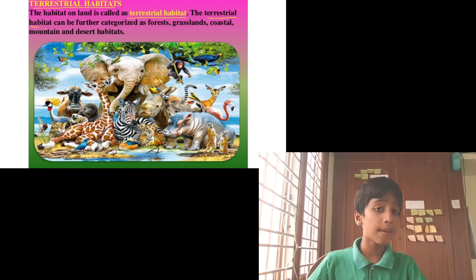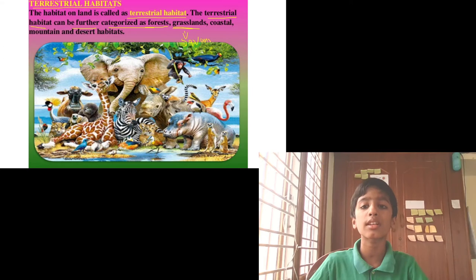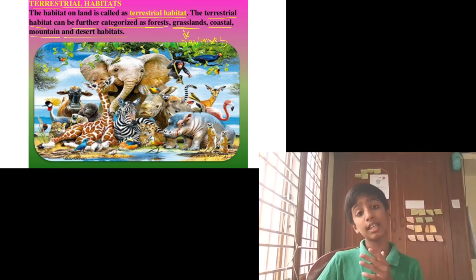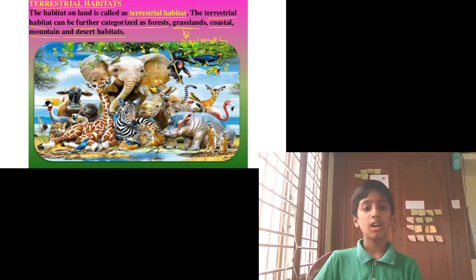So the terrestrial habitat can be further categorized as forest, grassland, also savannas. You know, right, in the 6th standard, you will know savannas, another name for grasslands, and coastal, mountain. Now there come the coastal, mountain and desert habitats. So these are the terrestrial habitats, okay?